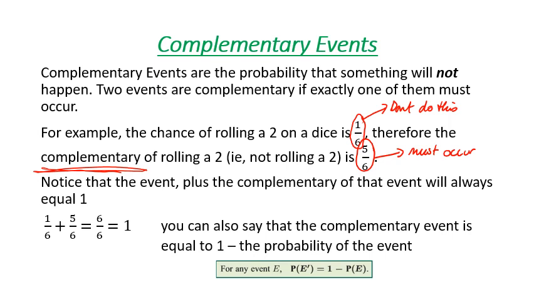But what you should really notice here is that the complementary of the events will always equal to 1. So if you add up the probabilities of an event and the complementary of that event, you will always get 1 or 100%. Because complementary events are complementary because one of them has to happen. And if it has to happen, then it's certain, and that gives you 100% probability.